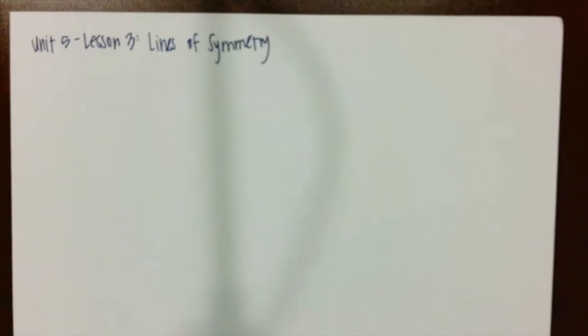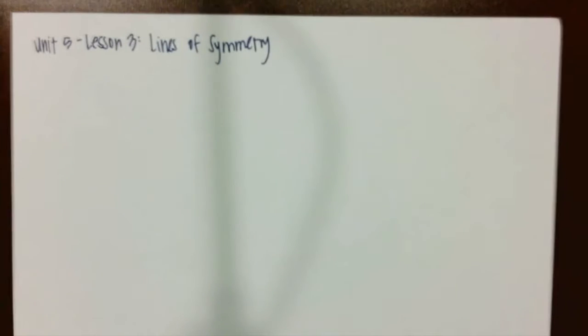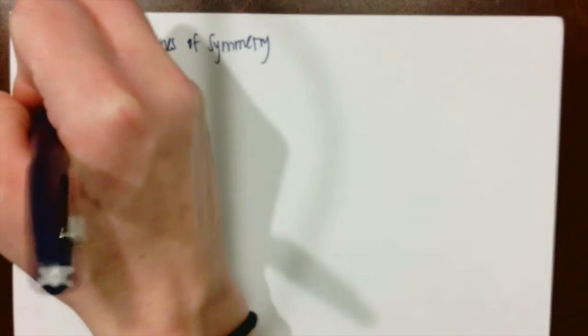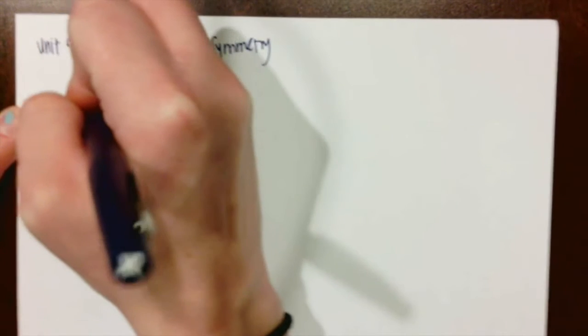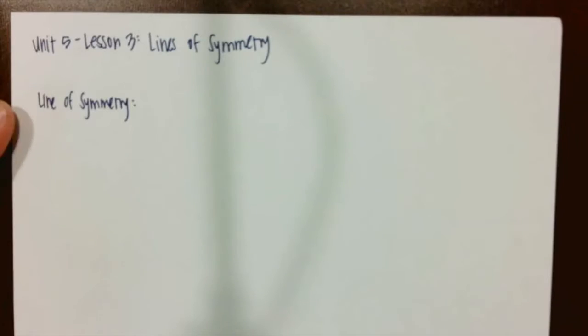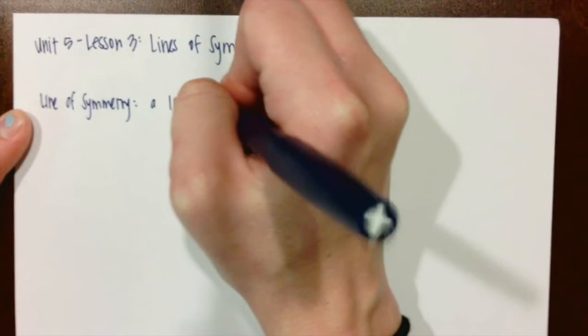This is Unit 5, Lesson 3, Lines of Symmetry. And we are going to be talking about the different lines of symmetry in different polygons and figuring out how many there are and the different transformations that we can do on them. So let's start off with defining what is a line of symmetry. Well, the line of symmetry is a line separating a figure into two halves that are mirror images.